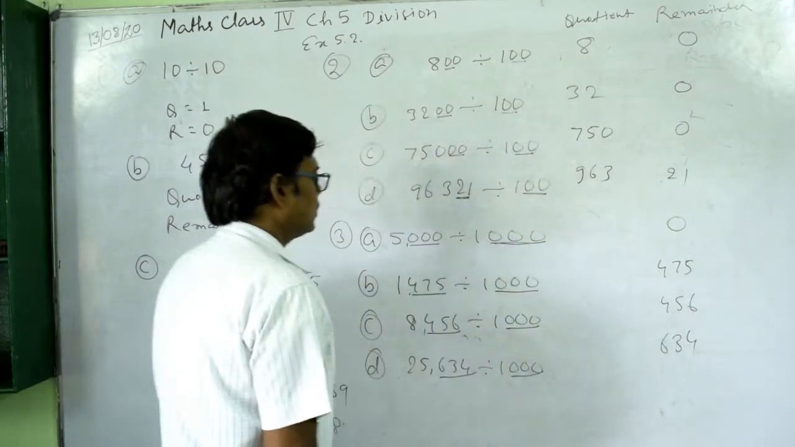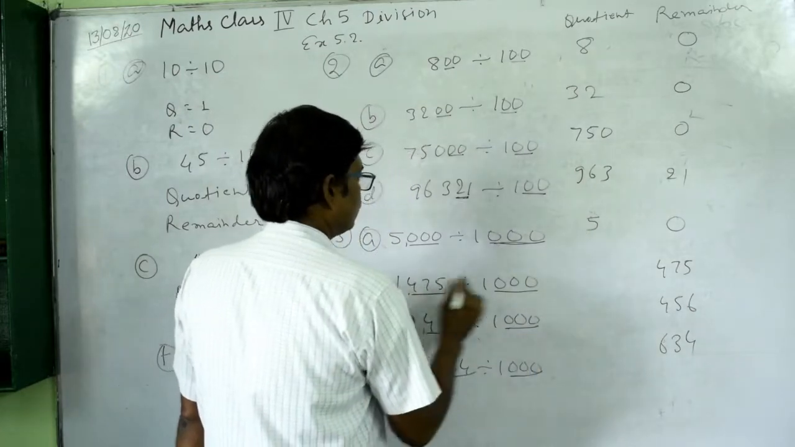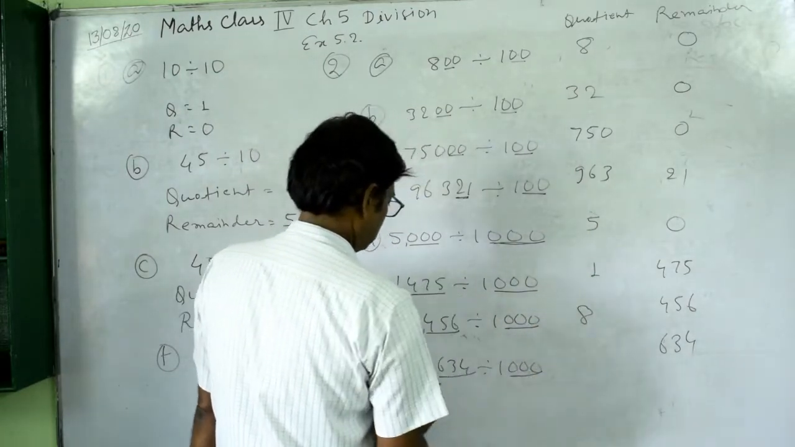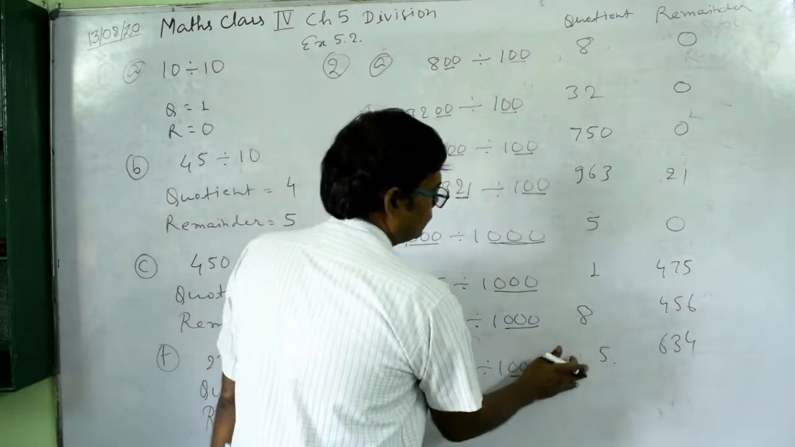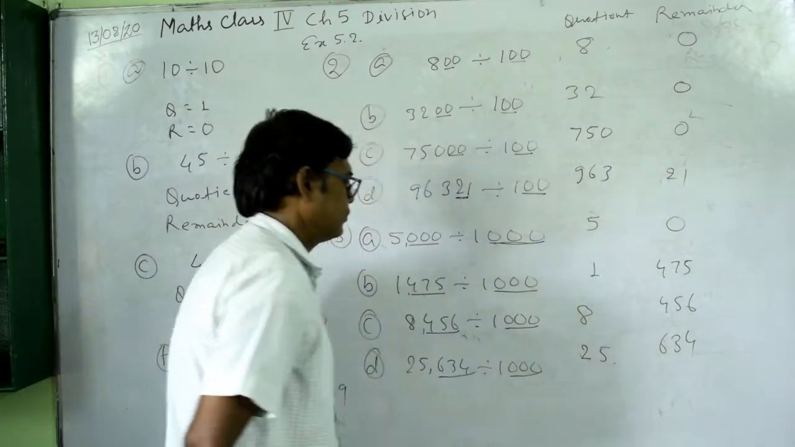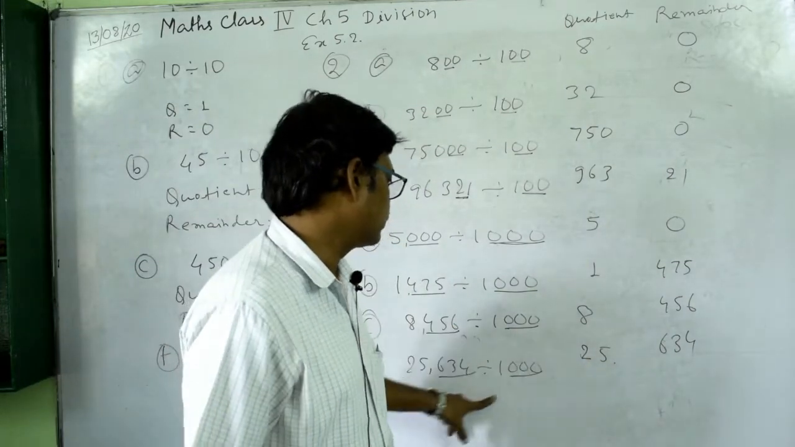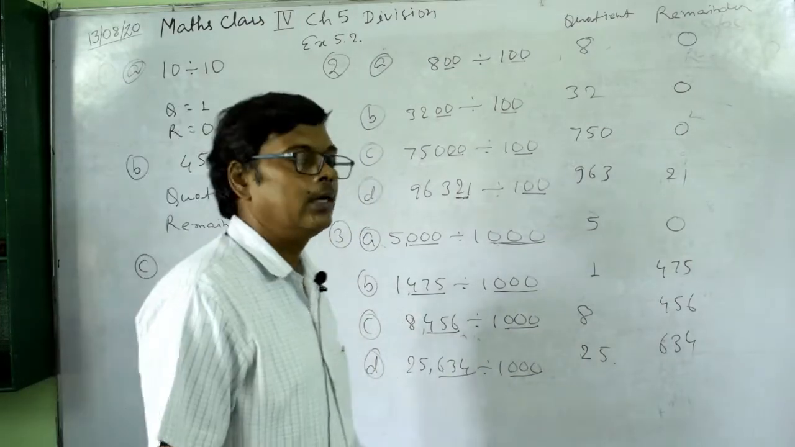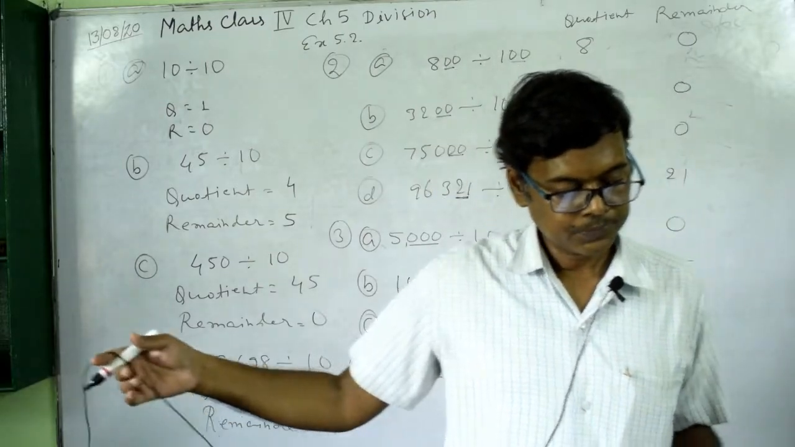And what is the quotient now? The quotient is here 5, and here it is 1, and here it is 8, and here it is 25, okay. So now remember this, this is the answer for this question, and this is for this question, right? So in this way you can find the quotient and remainder for these type of questions.